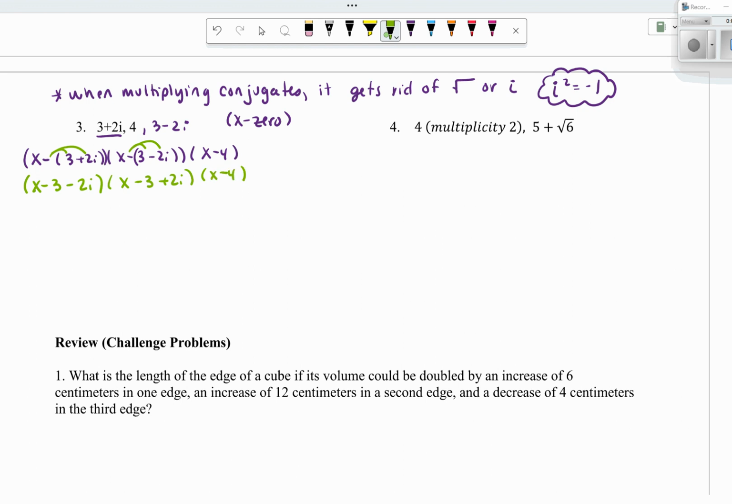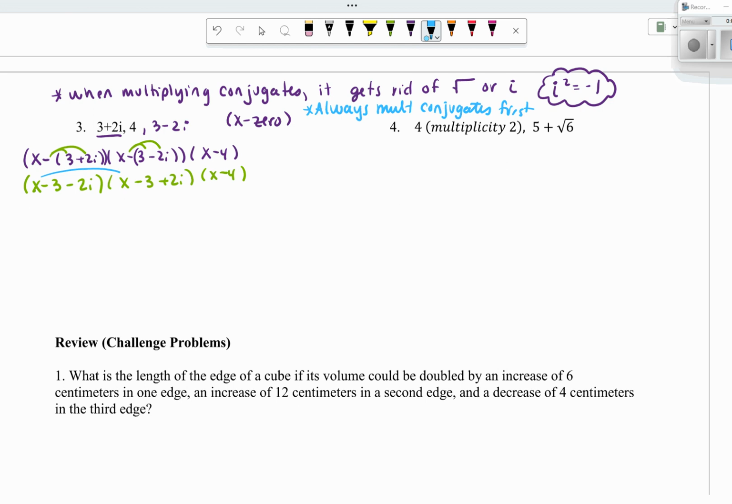And you always want to multiply your conjugates together first as well. So I'm going to make another note. Always multiply conjugates first. And that's, again, because you should get rid of the square root or the i. So if you want to FOIL this out, you could also make a box if that's helpful. I'm just going to go ahead and FOIL.